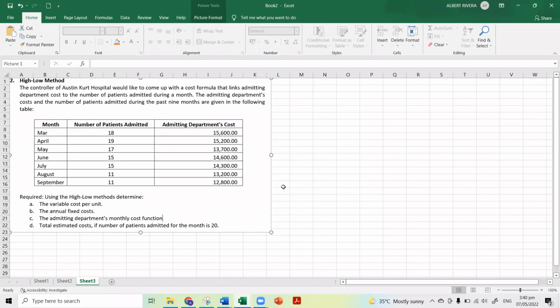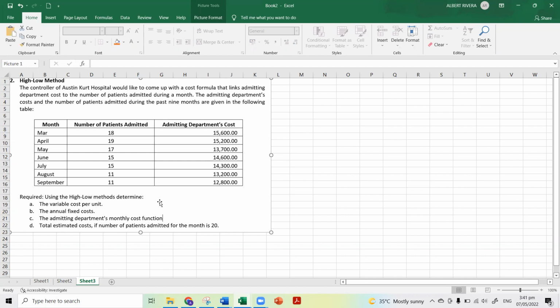So, this total cost has a component of fixed and variable cost. Sabi dyan, the controller of the company would like to come up with a cost formula that links admitting department cost to the number of patients admitted during the month. The admitting department's cost and the number of patients admitted during the past 9 months are given in the following table. Okay? Requirements. The variable cost per unit, the fixed cost per unit, etc.